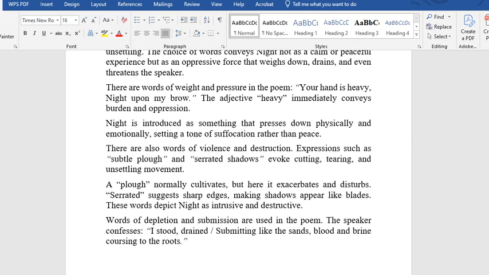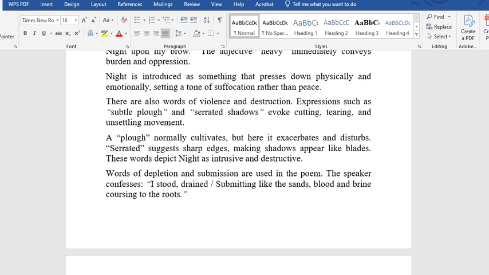There are words of weight and pressure in the poem. Let's go from the poem. "Your hand is heavy, night, upon my brow." The adjective heavy immediately conveys burden and oppression. When you say something is heavy, that means we don't have the power to contain that thing. That is, we cannot overpower that thing. Night is introduced as something that presses down physically and emotionally, setting a tone of suffocation rather than peace.